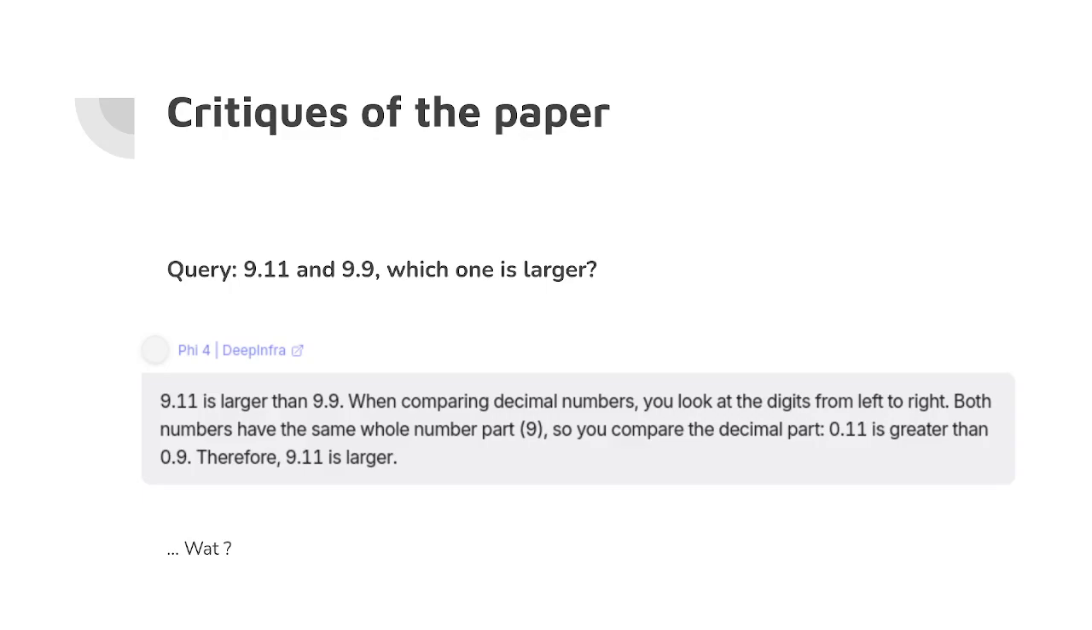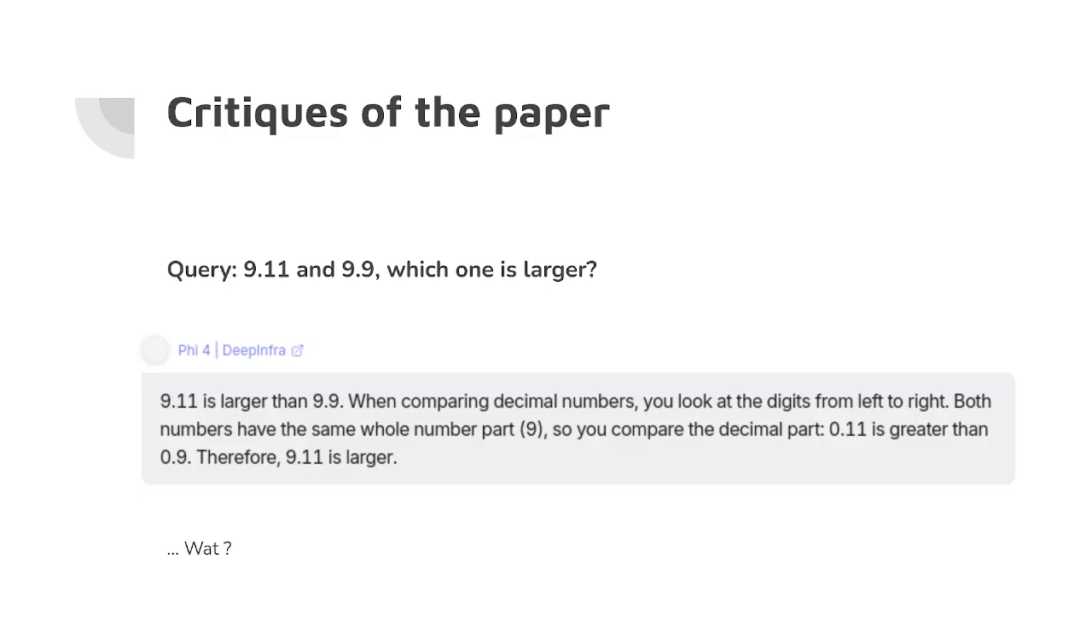Another critique is, here's a classic problem. 9.11 and 9.9: which number is larger? Phi-4 says 9.1 is larger than 9.9, which makes you think, huh? Is this really a math model or a STEM-focused model? And yeah, this is not just a problem for Phi-4. It's actually a problem amongst many models.